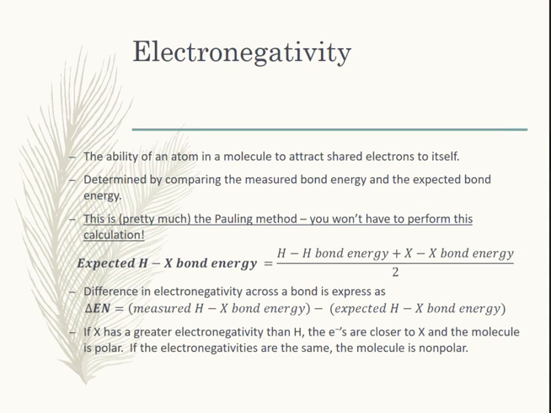We have an expected value for bond energy, which has its own calculation, and then you use the measured bond energy minus the expected bond energy, and that's your delta electronegativity across a bond. So when we make all these comparisons, it helps us understand the degree of polarity of a bond. If X has a greater electronegativity than hydrogen, its electrons are closer to X and the molecule is polar. If they're about the same, then the molecule is nonpolar.